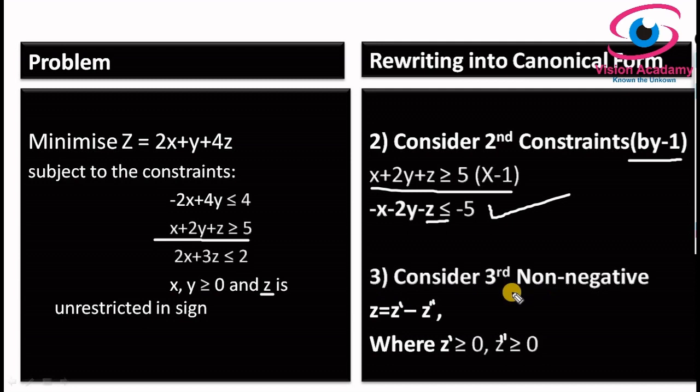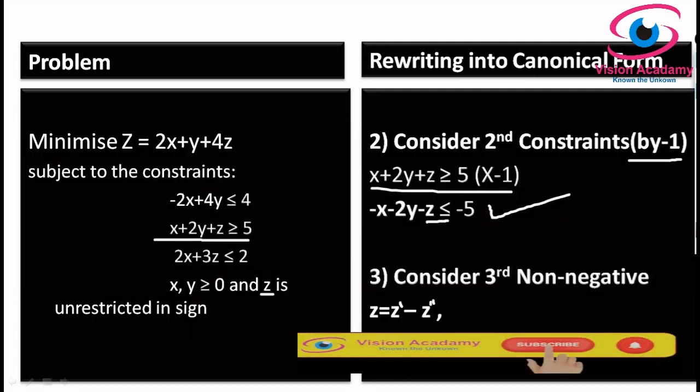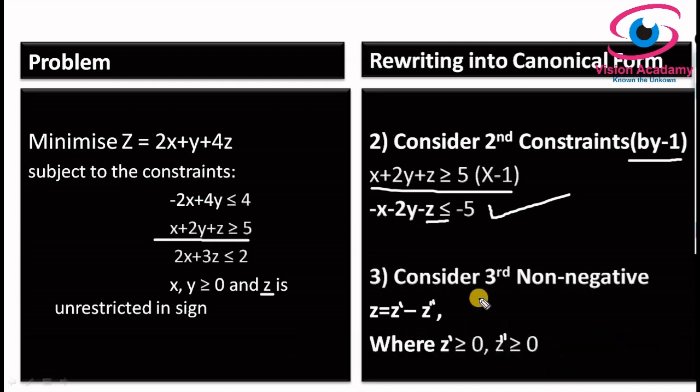So I have considered the third non-negativity, that is for z. So z is equal to z dot minus z double dot, where z dot is greater than or equal to 0, and z double dot is also greater than or equal to 0. This is how we converted the unrestricted variable into restricted form. We have just taken the difference between two non-negative variables to represent an unrestricted sign. Just by doing so we have restricted.